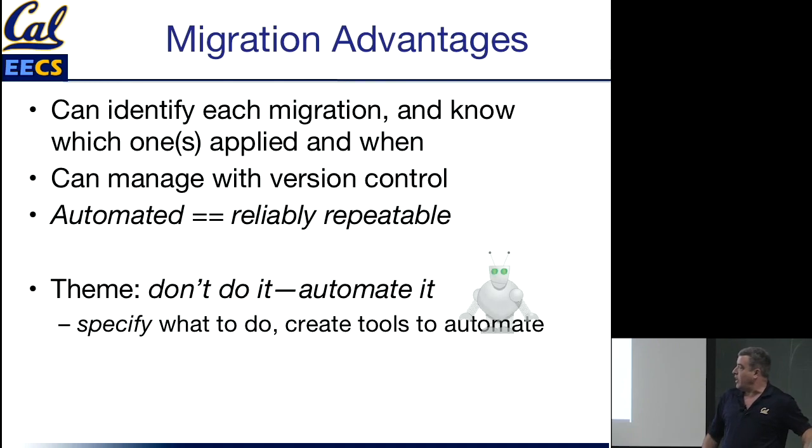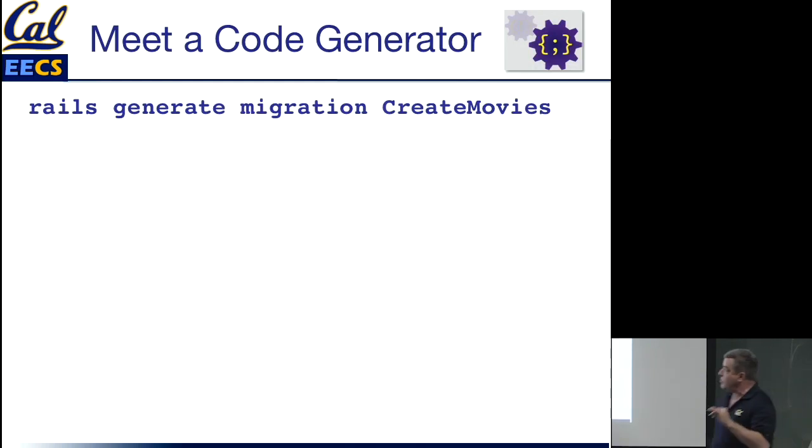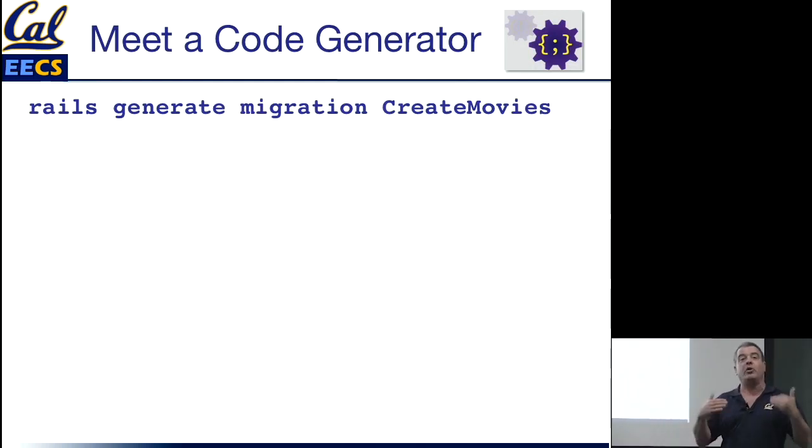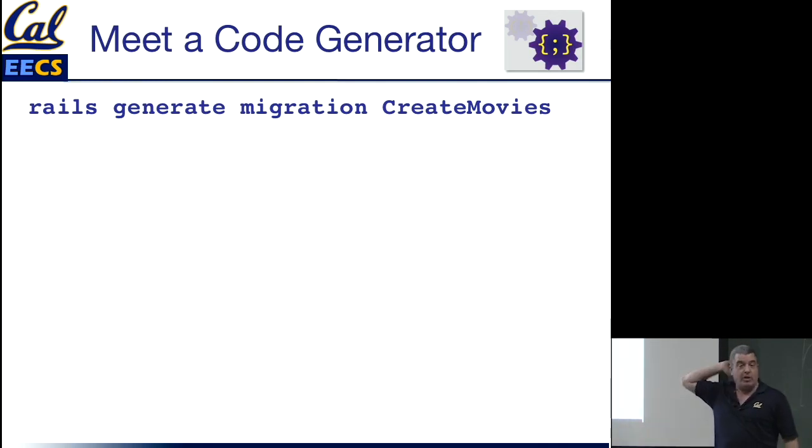So we're going to specify what to do and have tools that allow the automation to handle it for us. And in the case of migrations, one of these tools is a code generator. So I will do a live demo of this in a moment, but let me explain what I'm going to do in the demo. This is one of the utilities that comes bundled with Rails. And if I say rails generate migration and I give it a name, I'm going to create a migration that adds the movies table to my database.